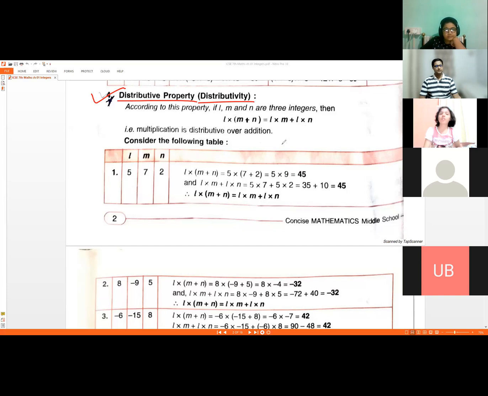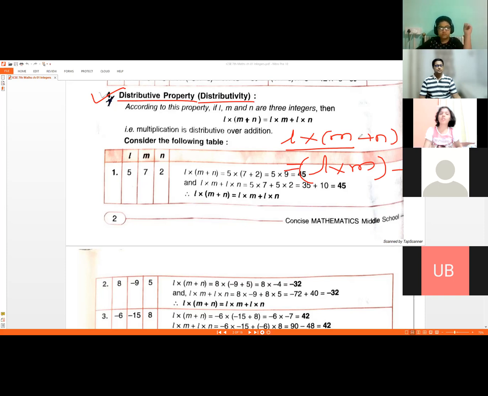Let us say we have one integer L, which is being multiplied by a sum of two integers. So L, M, N are three integers in which M and N are being added, and that sum is being multiplied by L. So what we do here, look, we do multiplication of L and M. So L multiplied by M, we write like this. Since we have a plus sign here, we write plus. And then we write in brackets L into N. L into M plus L into N. Is it making sense?